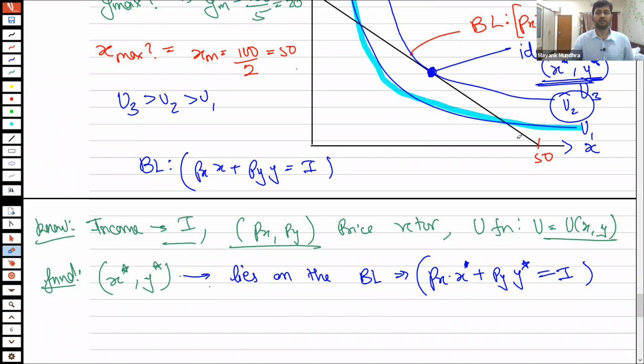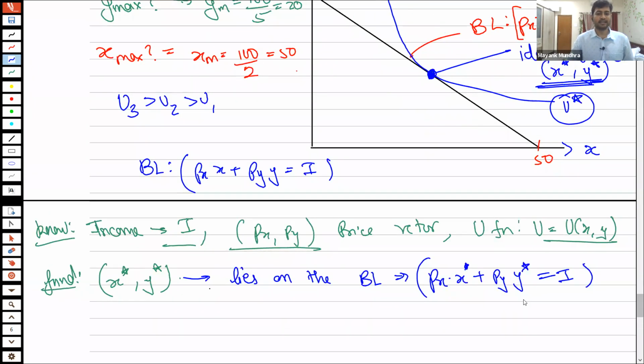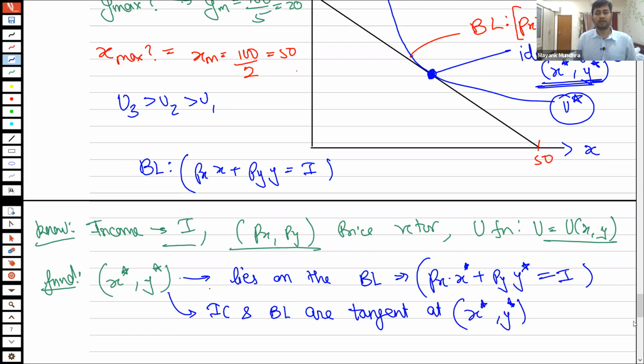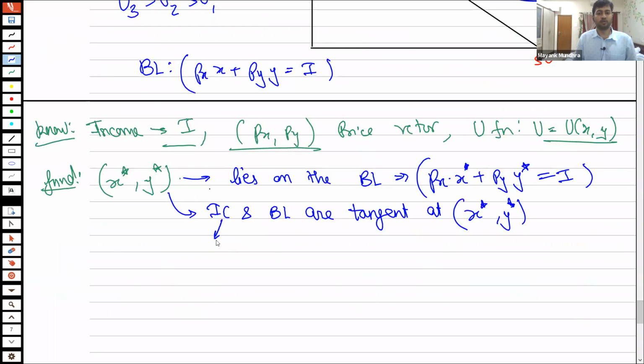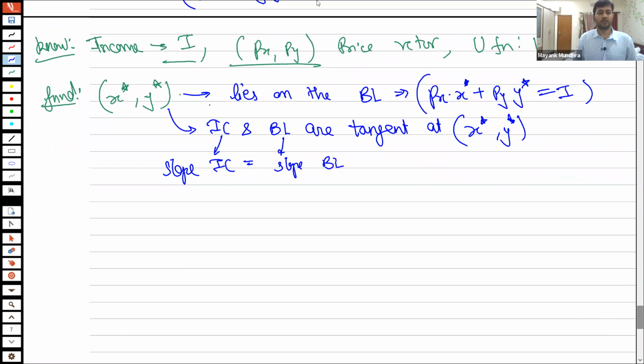Let me call it u star. And the second thing I'll know is that the IC and the budget line are tangent at x star comma y star, which gives me the condition that the slope of the IC must be equal to the slope of the budget line. Now the slope of the IC is dy by dx.